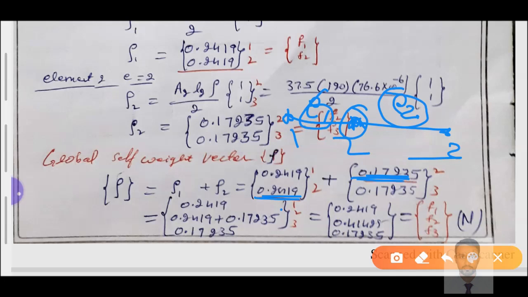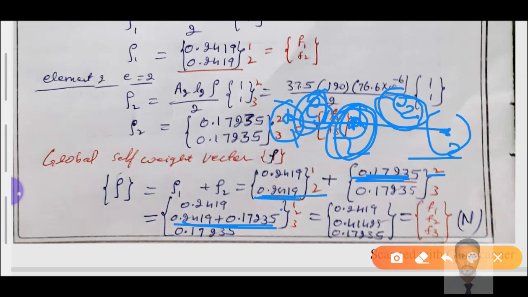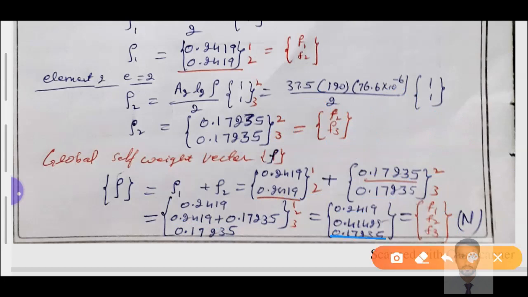So 0.2419 plus 0.17235 at node number 2 only. The element number 1 effect is not occurring at node number 3. The element number 2 effect is not occurring at node number 1. So where will it be affected? Only at node number 2, right? So only that value will get added. So the last force value remains the same. F1, small f1, small f2, small f3. It is the self weight due to the consideration of density of the bar element. Now we have the global self weight vector for the given problem.